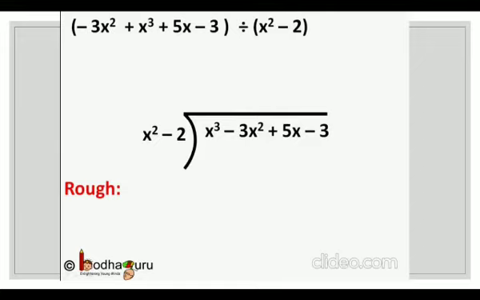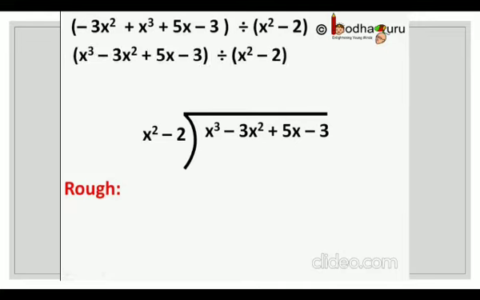Now let us start the long division process. First, to get the first term of the quotient, divide the highest degree term of the dividend by the highest degree term of the divisor. So we do x cube divided by x square. So we get x. We write x as the quotient above the line. Now we multiply x square minus 2 by the quotient x. So we get x cube minus 2x.